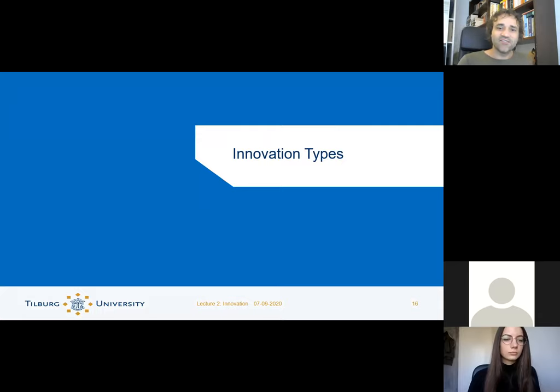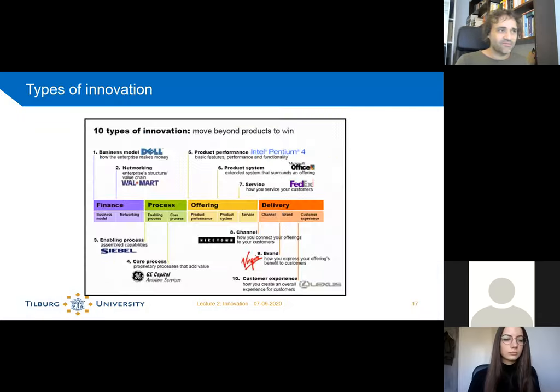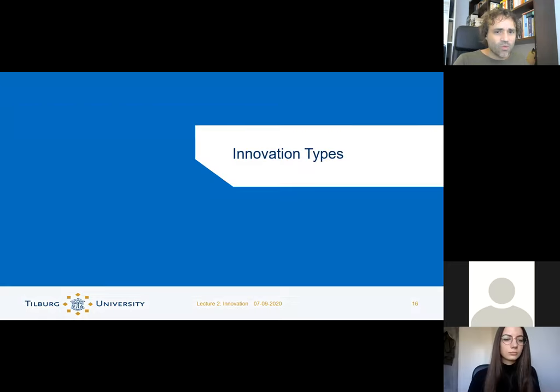So the next thing on the list is innovation types. When we think of an innovation, we have kind of an intuitive idea that an innovation is a product. You know, it's something like Google Glass, it's a new phone, it's a new thing, a physical thing. But you have many different innovation types.